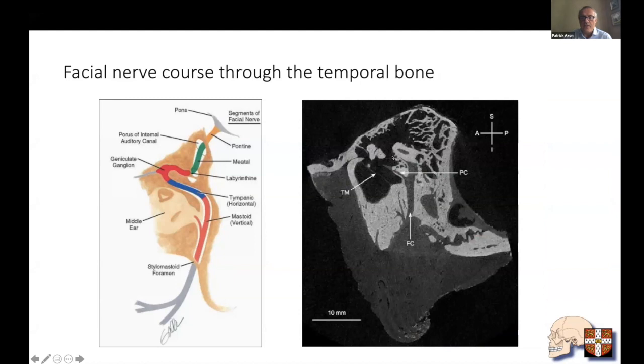And this is a micro CT of the fallopian canal. As in the vertical portion, it comes down. You can see the posterior canaliculus where the chorda tympani comes across and out into the middle ear cleft, and there's the eardrum. So you can see it's vertical here, but this is just in a certain plane. It does actually run forward, which is important when you're dissecting it out.